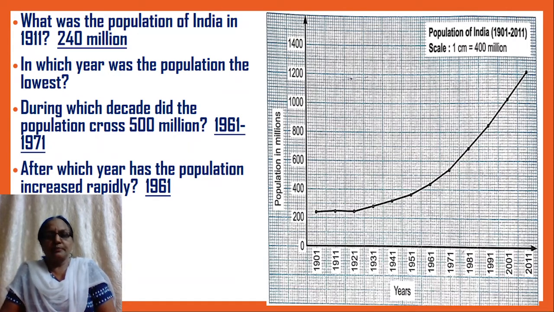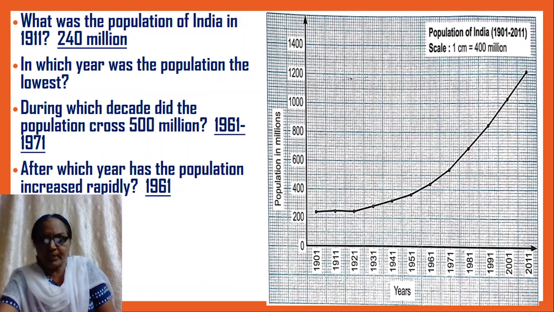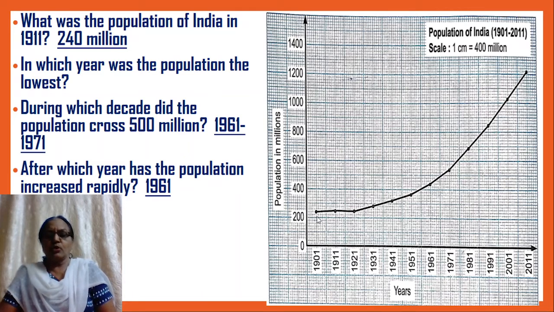The next one, in which year was the population the lowest? The lowest population you can find here is in the year 1911. So in 1911, the population of India was the lowest.